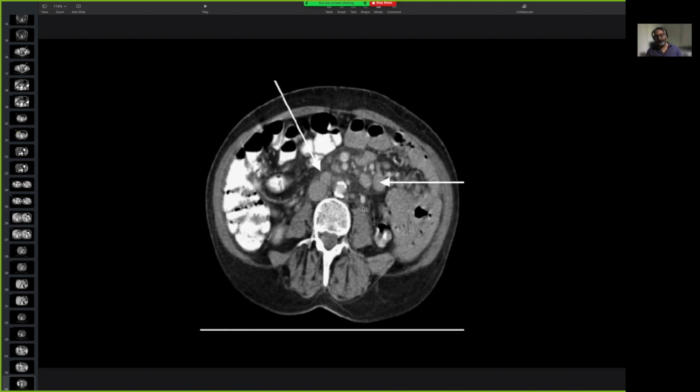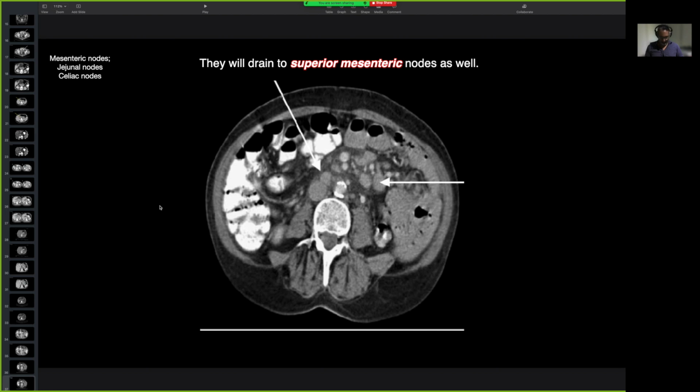Okay, now these are again mesenteric lymph nodes. They are in the mesentery, but if you look at this area, see how high or low you are. You can't really see the liver there, you can't see the spleen here, and you can't see the stomach. So this is lower down, and so these should be either jejunal or ileal lymph nodes. And what is that? Jejunal lymph nodes, and they will drain to the celiac lymph nodes.